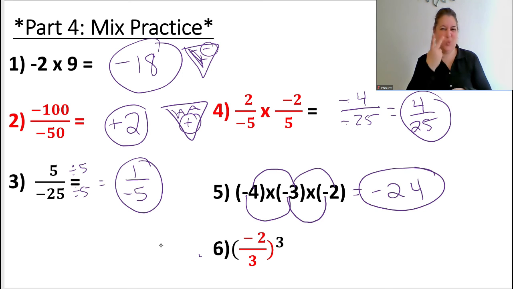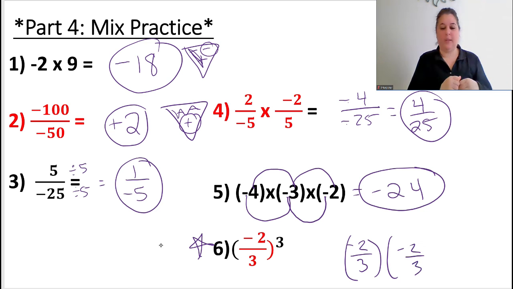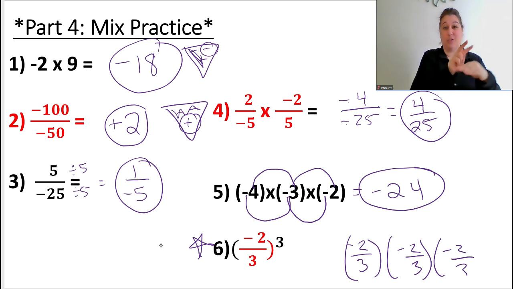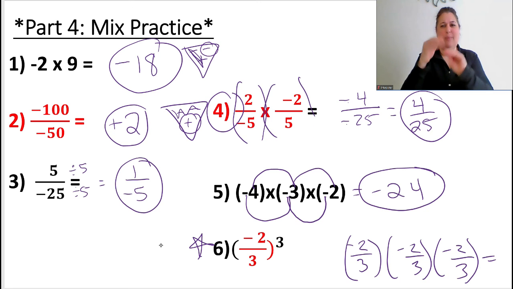And this one's a tricky one, right? This is one that they like to show you on like the Arizona Merit or on the benchmarks. So if I had 2 to the third, that would mean 2 times 2 times 2. Okay, but this is negative 2/3 to the third power. So that means I'm going to have negative 2/3 times negative 2/3 times negative 2/3. Well, just treat it like number 4. It's just fractions that they're multiplying.